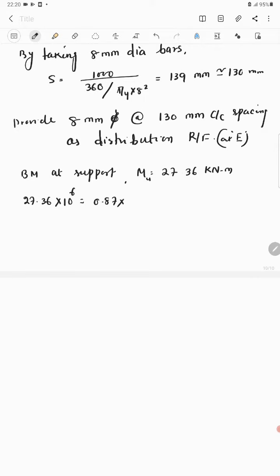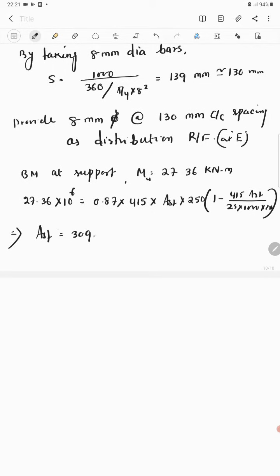0.87 fy Ast d, 1 minus fy Ast divided by fck bd. So let's calculate the area of steel for this. This will be 309.4 mm square. So let's take 310.